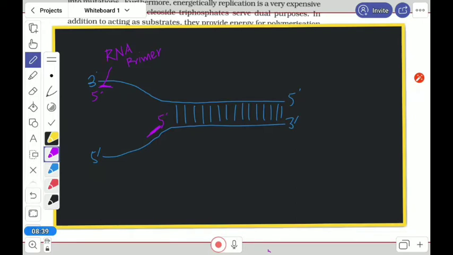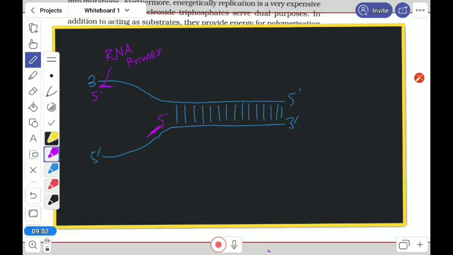Now look here. Only this part is opened. When DNA replication occurs, this small opening of the DNA helix is known as a replication fork. So this is called the replication fork. You can see that one strand is in the 5 to 3 direction, and one is in the 3 to 5 direction. DNA replication will be in the 5 to 3 direction.